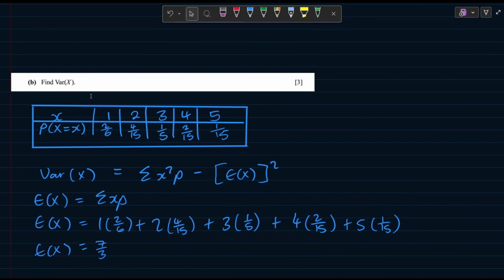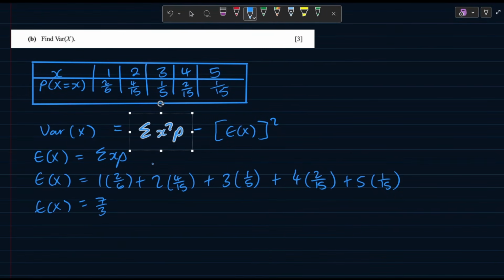Okay. Now we need to find variance. We found the expectation of x. We also need the summation of x squared p before we can get our variance. So the summation of x squared p is just squaring your x values here. So it's the same as your mean, except all your x values are squared now.